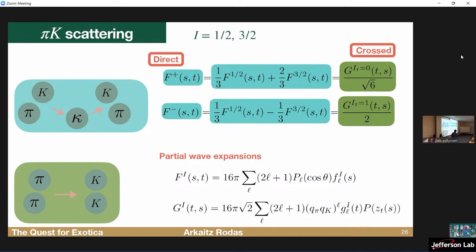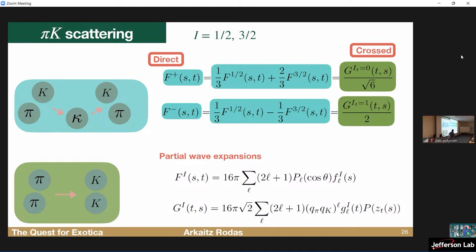But yes, what is the isospin of a pi? And the isospin of a K? 1/2. So what are the possible combinations? 1/2 and 3/2. Okay. So this means that we have two different amplitudes. In blue, I can rotate the bases.